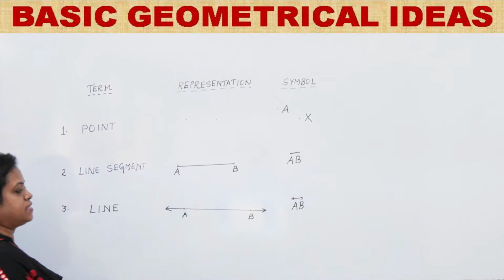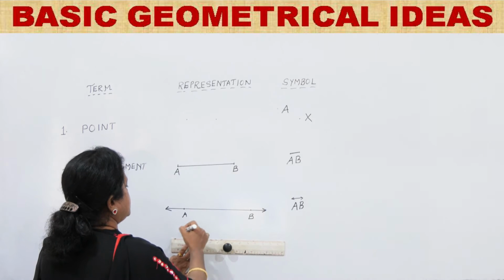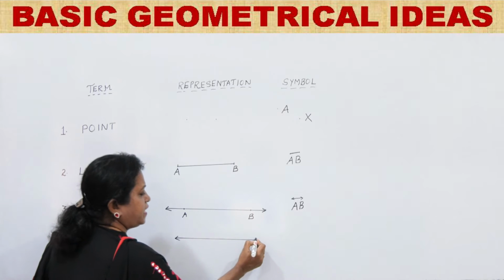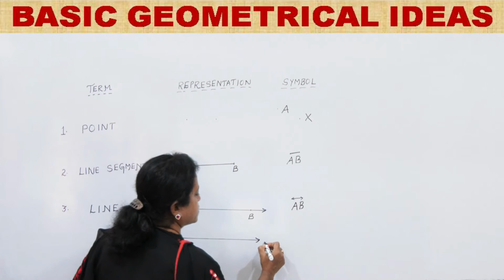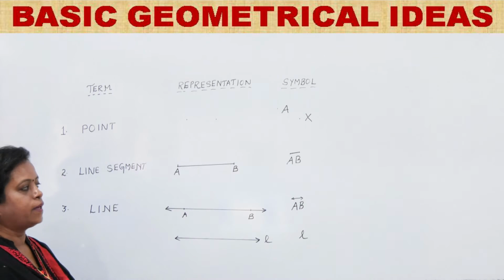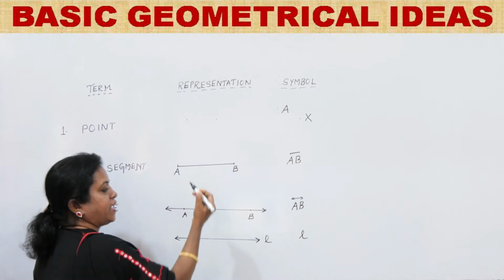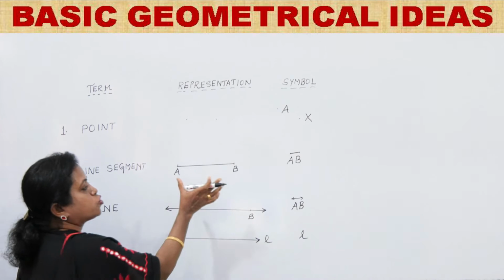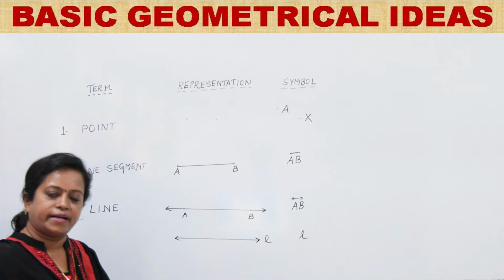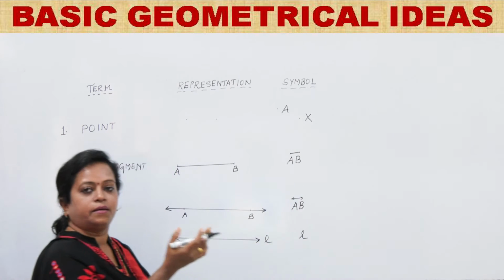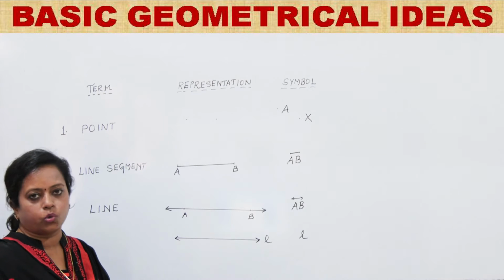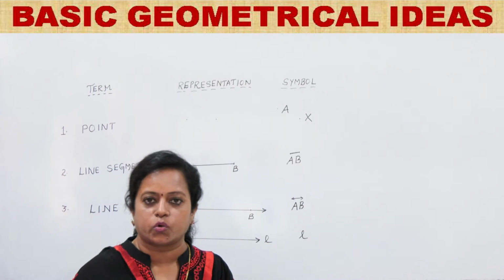There is another way of representing a line. Like the same case, you can represent by using a small letter also, 2 arrows, and any small letter of the English alphabet, L. So this also represents line, line L. Clear? So be very clear about the difference between line segment and line. In line segment, the 2 fixed points, which are called endpoints, cannot be extended further. But in a line, you can extend the line beyond 2 fixed points, that is, it can be extended indefinitely in both the directions.